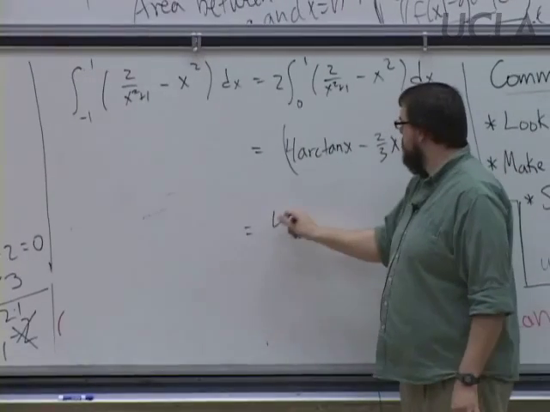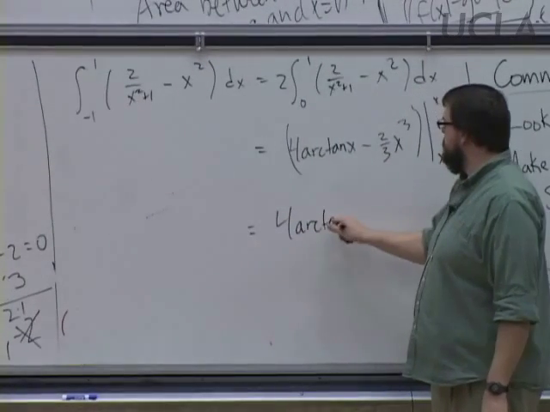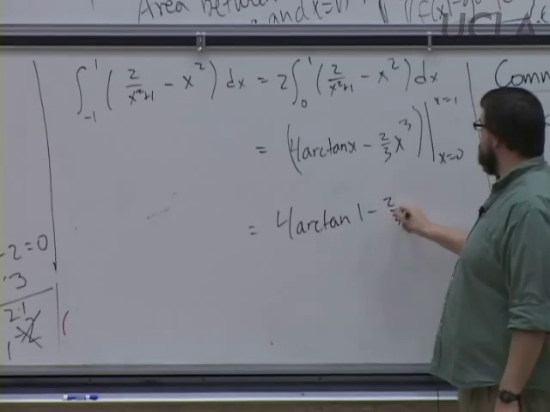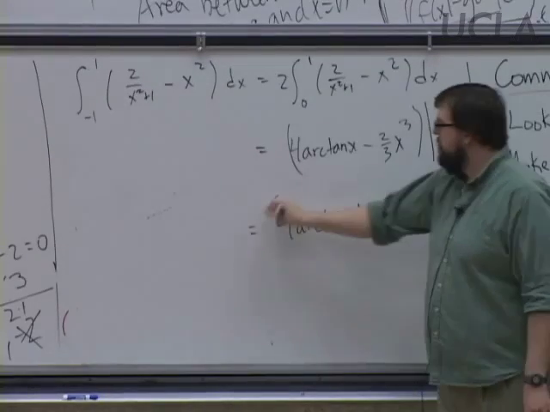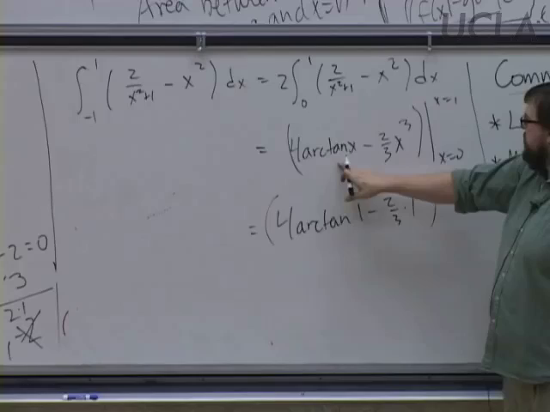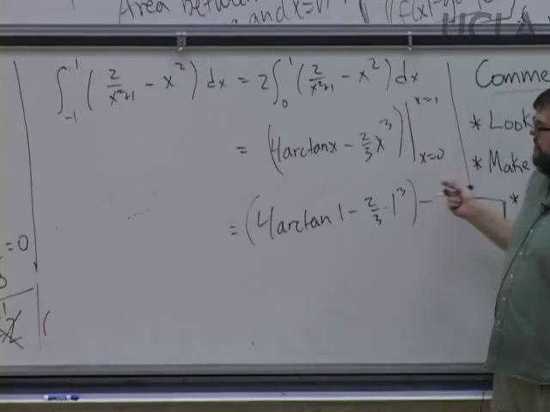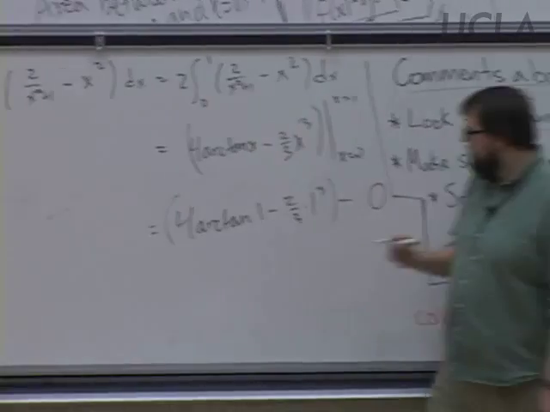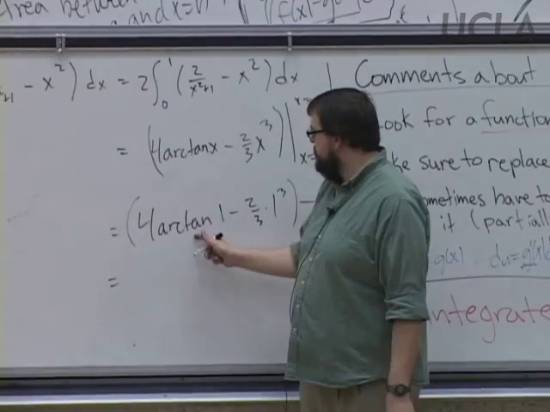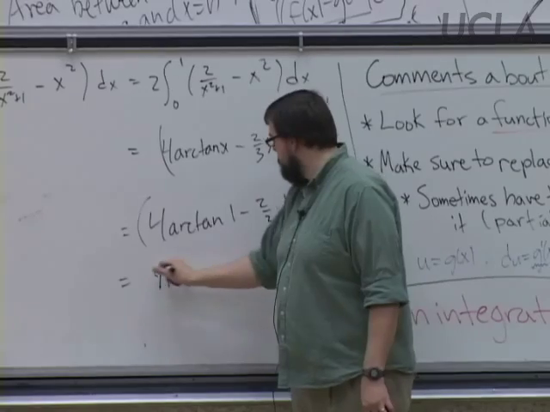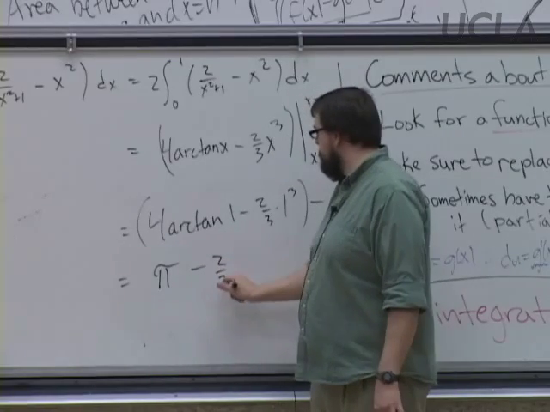So this is 4 arctangent of 1 minus 2/3 times 1 cubed. And now when I plug in x equals 0, arctangent of 0 is 0. 0 cubed is 0, so I get 0, which is one of the nice things about having 0 as one of your bounds. And we already did arctangent of 1 is pi fourths, times 4 is pi, minus 2/3. So pi minus 2/3.